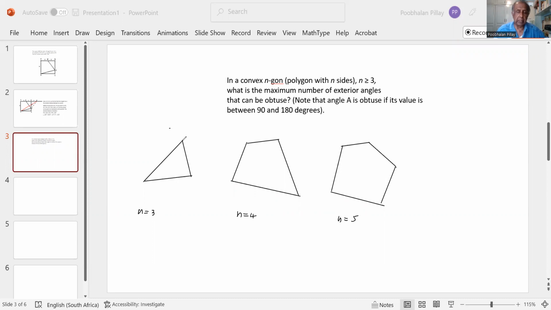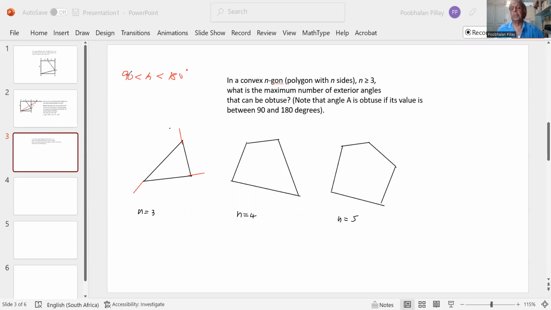So let's look at the exterior angles of a triangle. If I draw them out, I'm going to get one exterior angle, another exterior angle, another exterior angle. And you can see all these angles are obtuse. But what do you mean by obtuse? An obtuse angle is an angle which lies between 90 degrees and 180 degrees. It's an angle which is bigger than 90, but less than 180. Such an angle is called an obtuse angle.